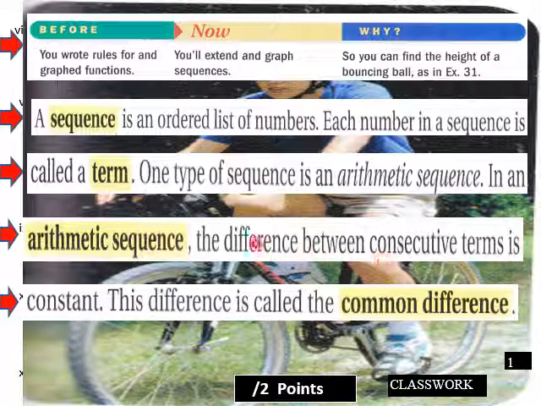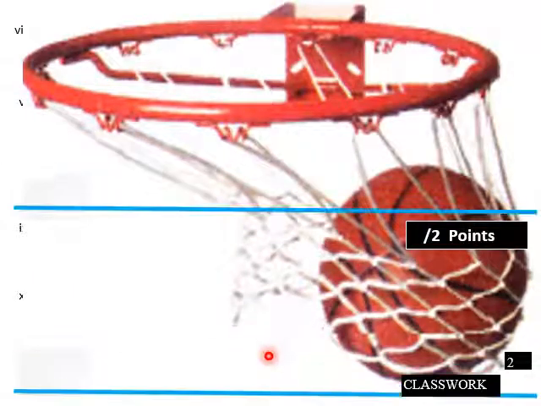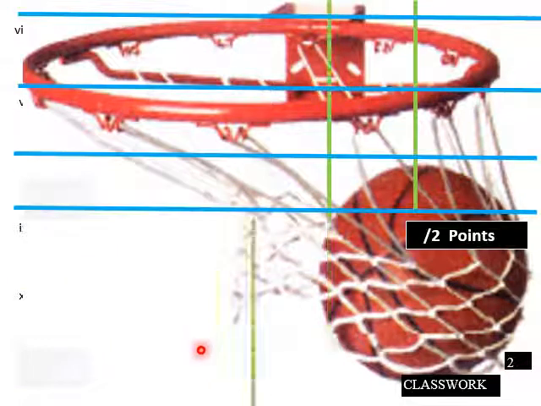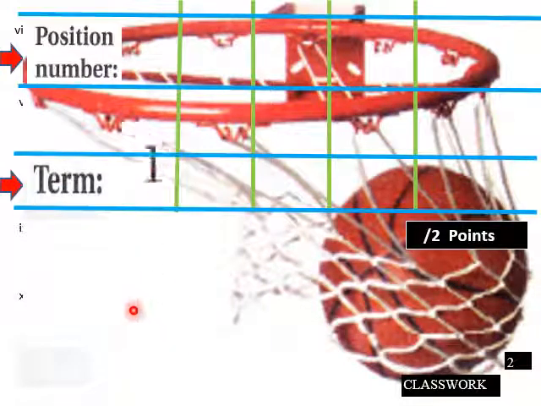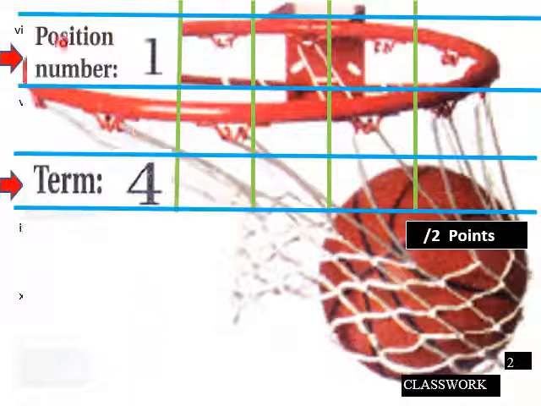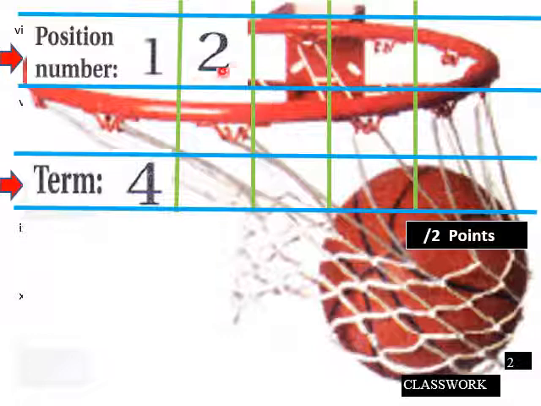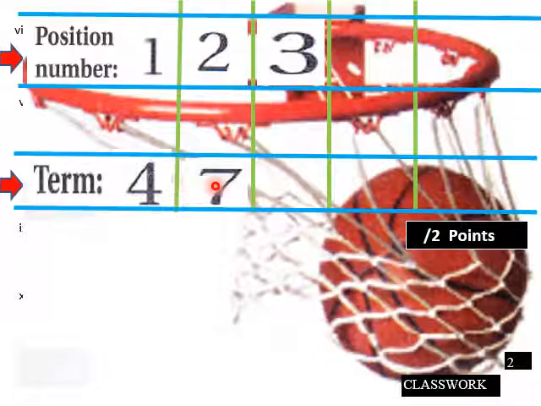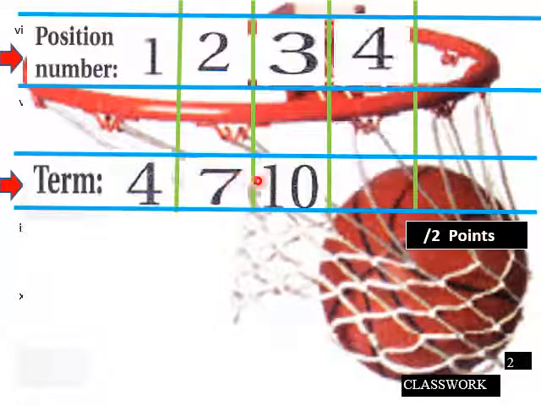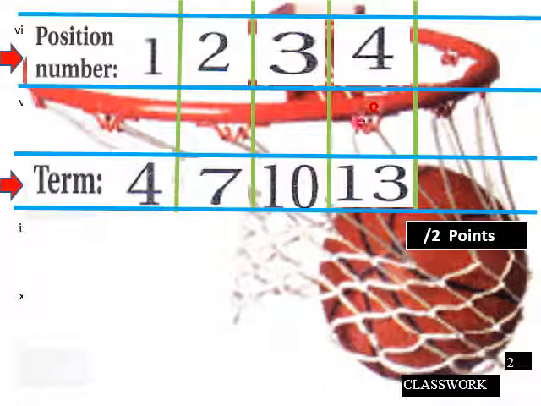So here is a key word, difference. This is called the common difference for an arithmetic sequence. An example of an arithmetic sequence is provided here. For position number 1, the term would be 4, for example. Then position number 2, we have a 7. So what's the difference here between 4 and 7? And then for position number 3, we have 10. Again, the difference here is what? And then for position 4, we have 13.